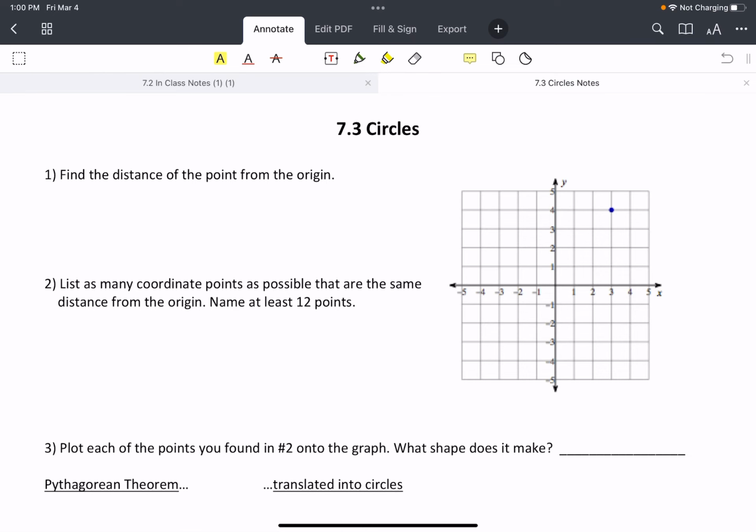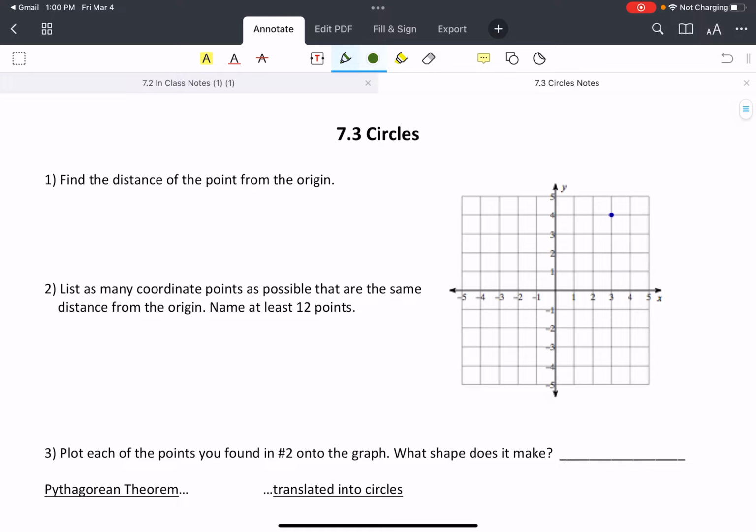Okay, last time we learned the distance formula. So I'll remind you right here. This is what we did on 7.2. So the first thing we're going to do is just review from 7.2.